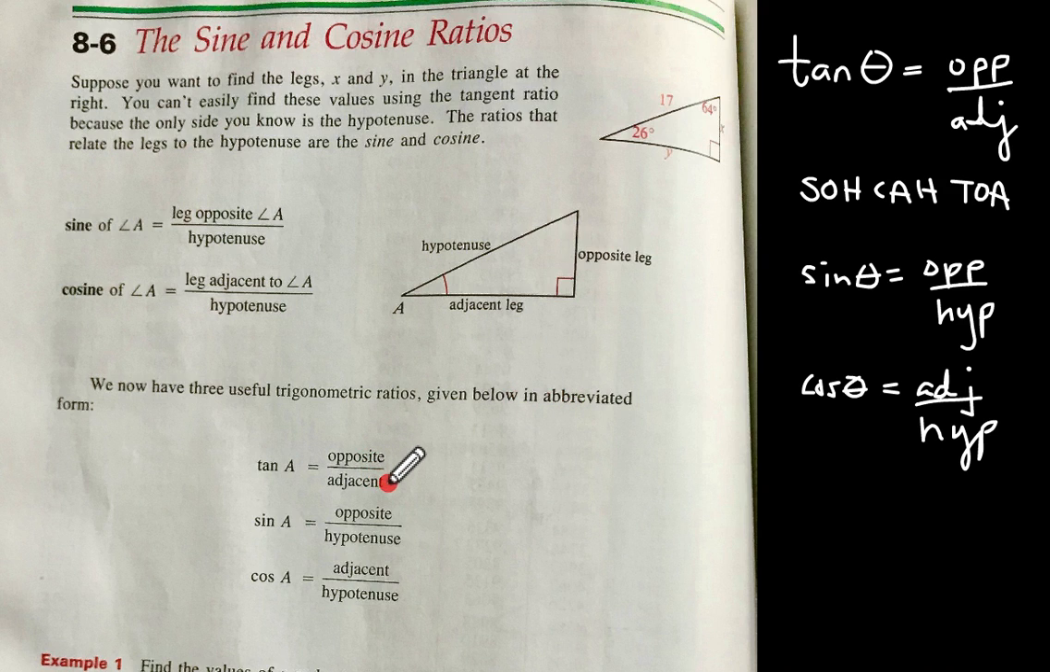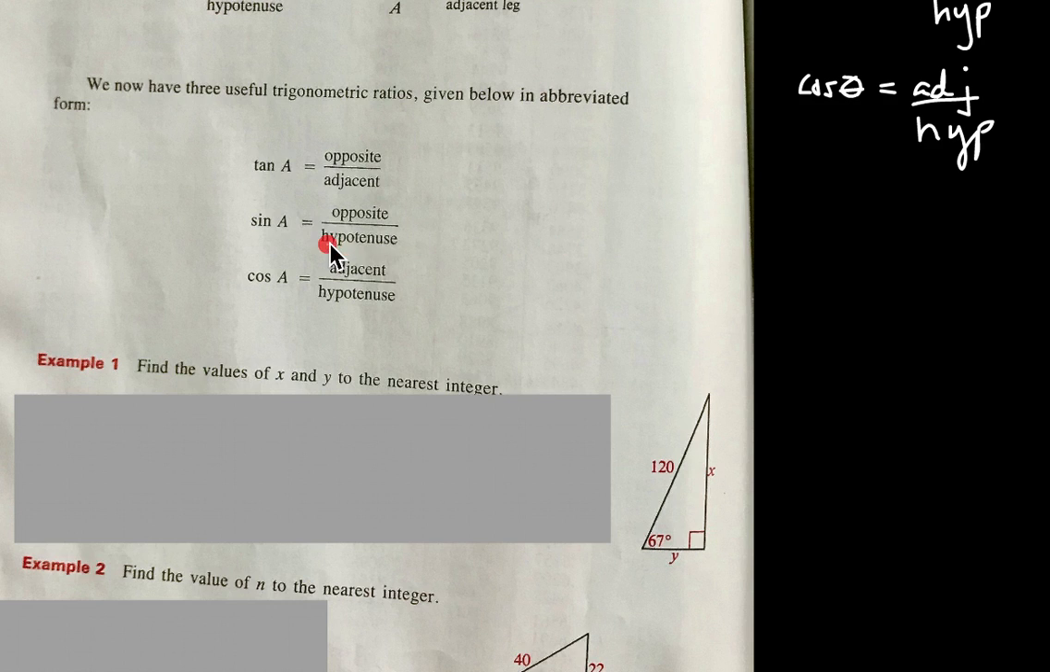So now we have three, like what they said. Right down here, we have our three. So we have tangent is opposite over adjacent, sine is opposite over hypotenuse, cosine is adjacent over hypotenuse, or SOHCAHTOA. Sine OH, cos CAH, and tan TOA, SOHCAHTOA. All right, let's try some examples.